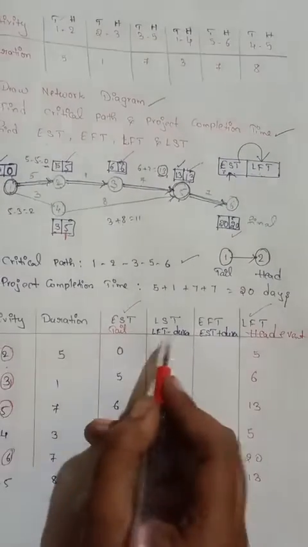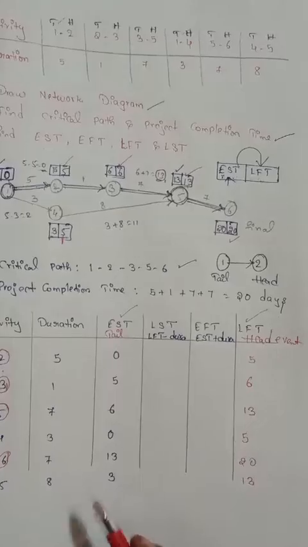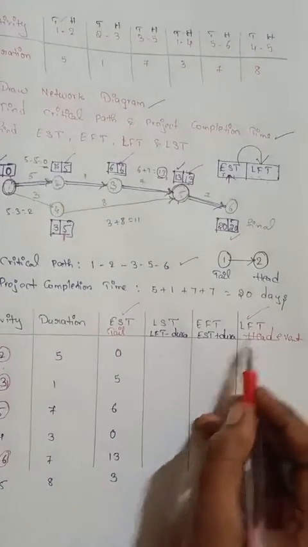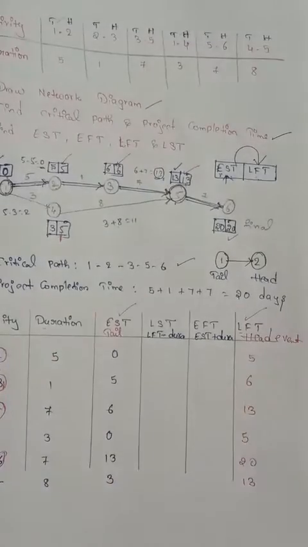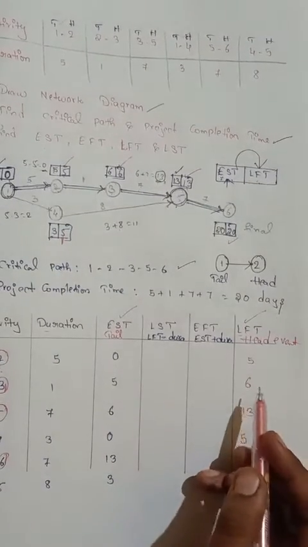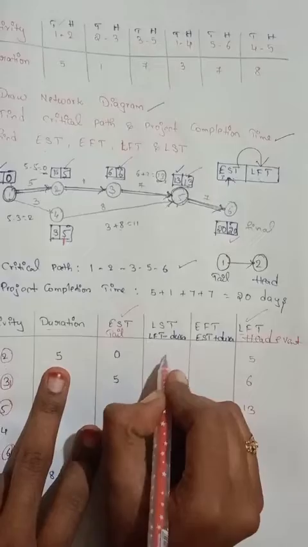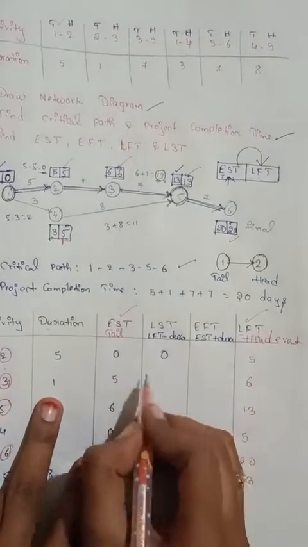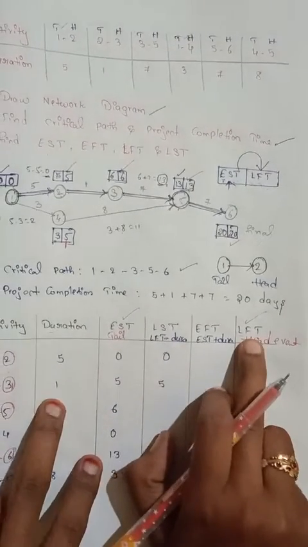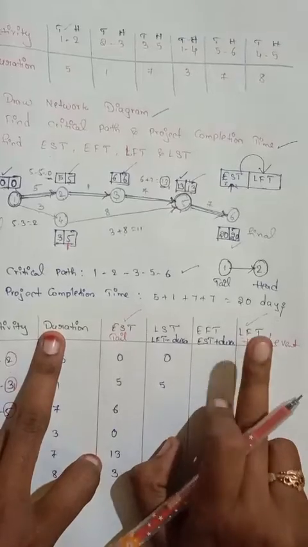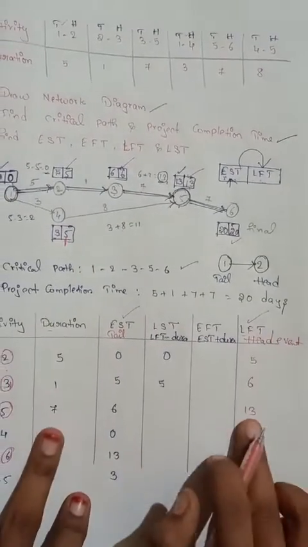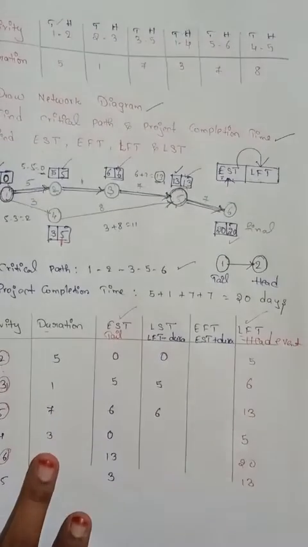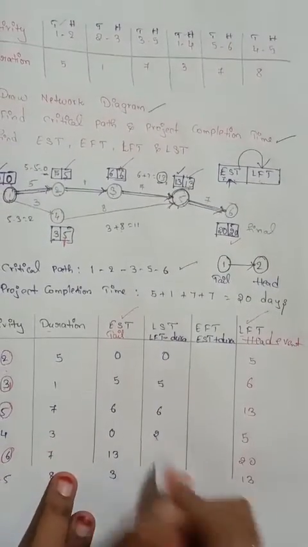Now let us come to the calculation of LST. What I have told, guys, just reduce the duration from the LFT value. So here what you will get? 5 minus 5, 0. 6 minus 1, 5. This is the LFT value and this is the duration. You need to reduce the duration from this LFT value. 13 minus 7, it is 6. 5 minus 3, it is 2.